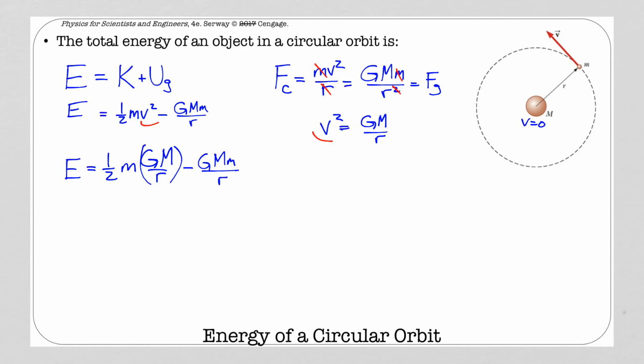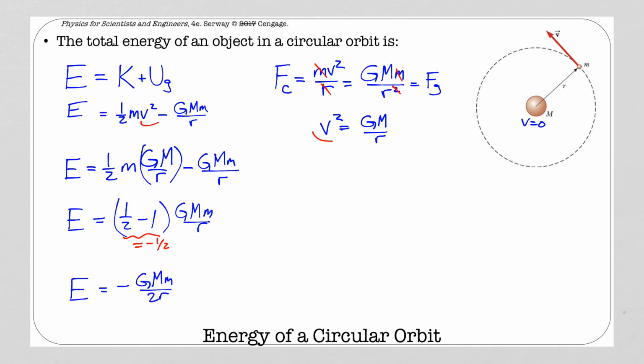And notice I have here G capital M little m over r, G capital M little m over r. I've got half of one of those minus a full one of those. I can factor out that term, and I see that this is going to give me a negative 1/2. So the total energy of my circular orbit is then negative G M little m over 2r.